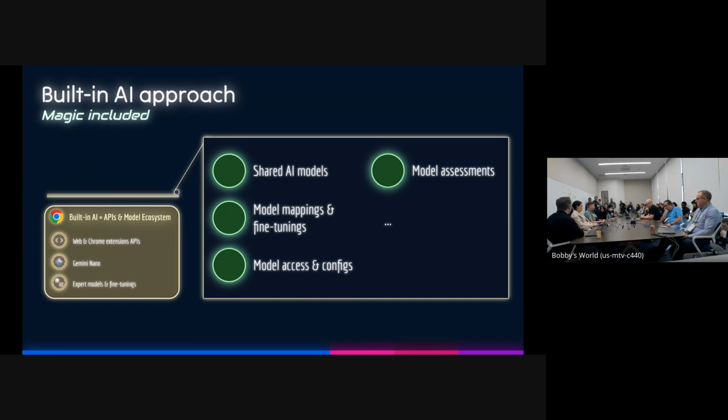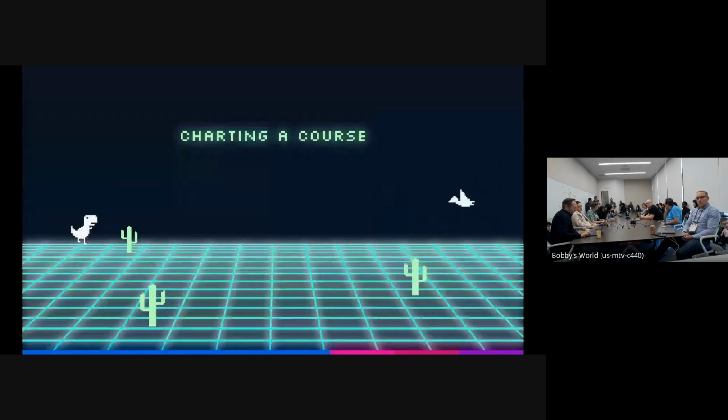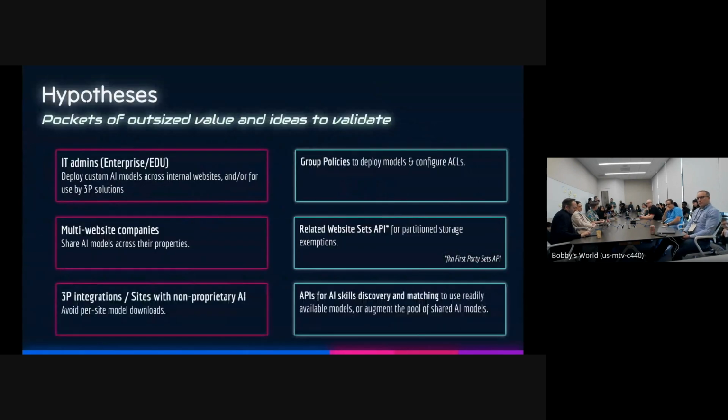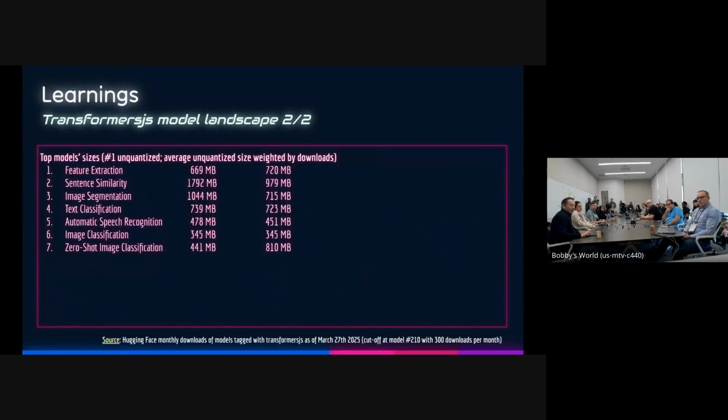You had a slide on the non-quantized size of the model. Is that English only right now? It is whatever is most popular in terms of number of downloads as of March. I think it's monthly data.